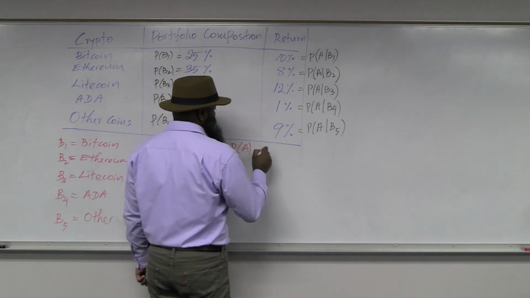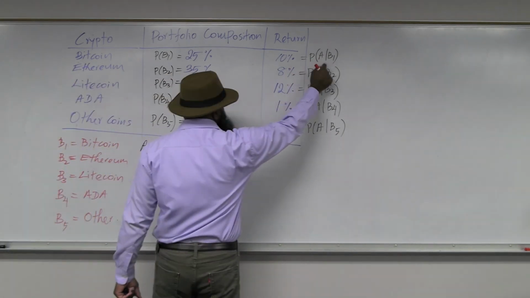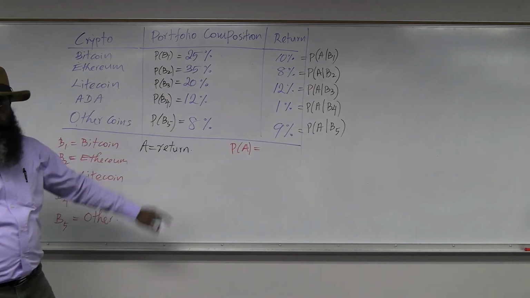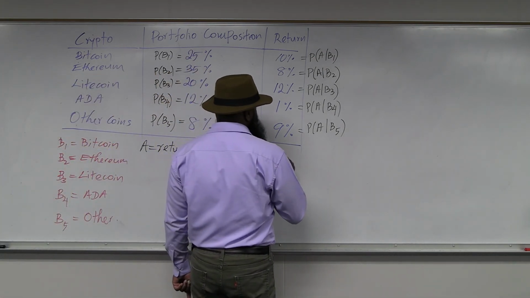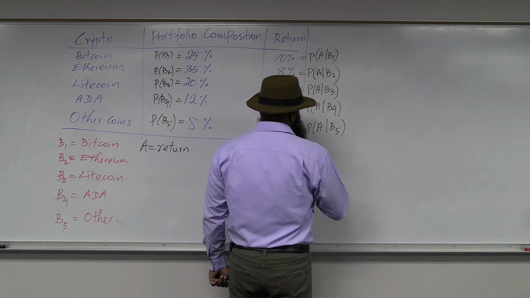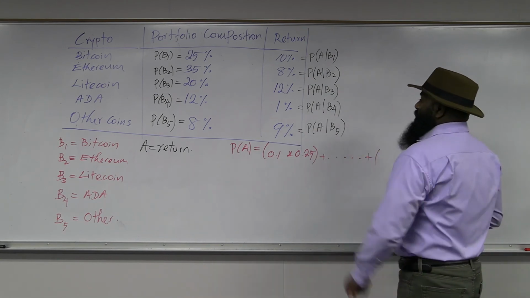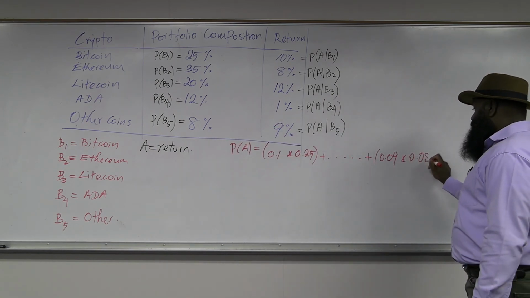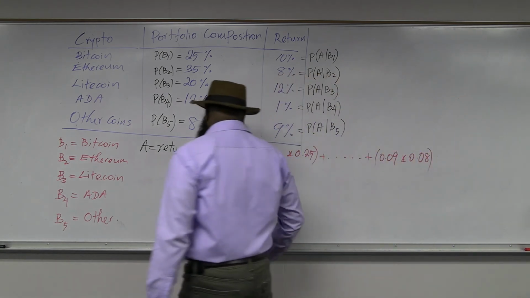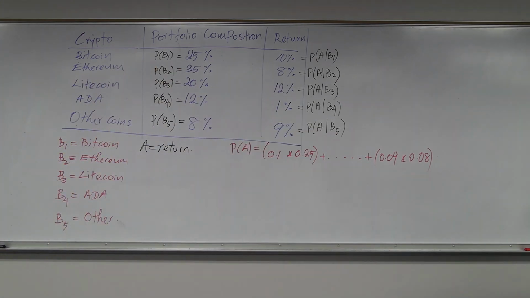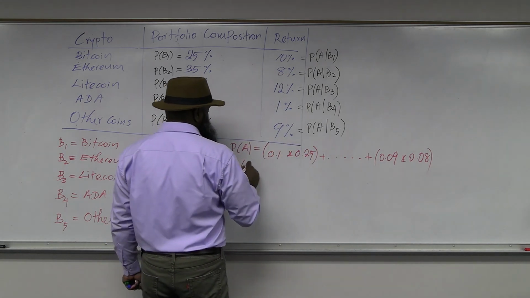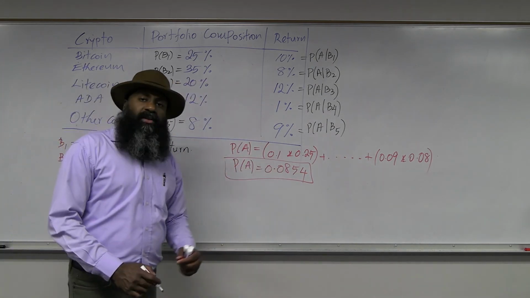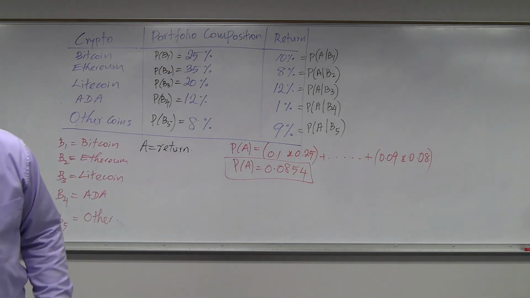PA, that's very straightforward. That should be equal to PA given B1 times PB1 plus PA given B2 times PB2 plus PA given B3 times PB3 and so on, up to the fifth one, right? So A given B1 is 0.1, that times PB1 is 0.25. Likewise, we have to write down every single term up to the last one, which is A given B5 is 0.09, that times PB5, which is 0.08. Okay? So if you do this calculation and simplify everything, you will get 0.0854. So the total rate of return is 0.0854. Or if you need to convert that into percentage, you can write it as 8.54%.